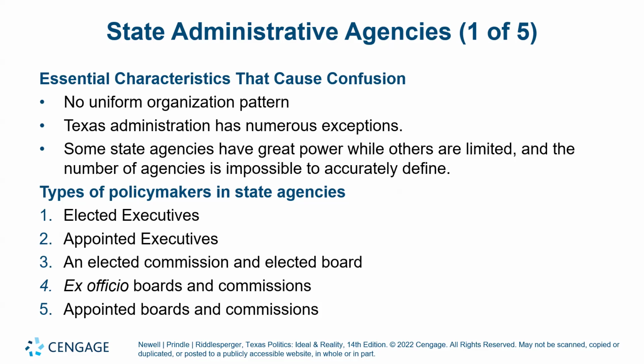But some agencies are not that straightforward, especially at the top, in terms of the leadership. There's no uniform organization pattern, which means that different state agencies can look different depending on the type of agency, which, again, is not necessarily a bad thing, but it can be confusing.